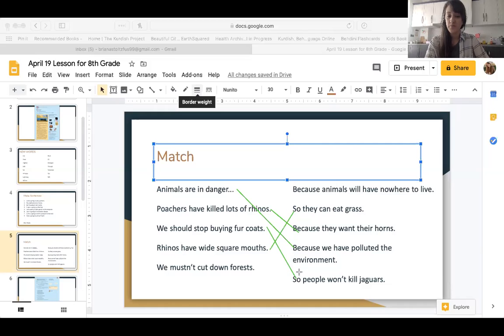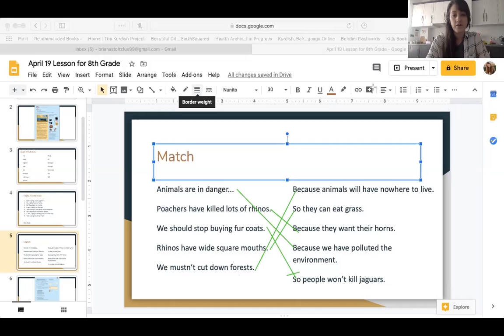The word so and the word because mean the same thing. In Kurdish, they mean çünkü, because or so. And finally, we mustn't cut down forests because animals will have nowhere to live.